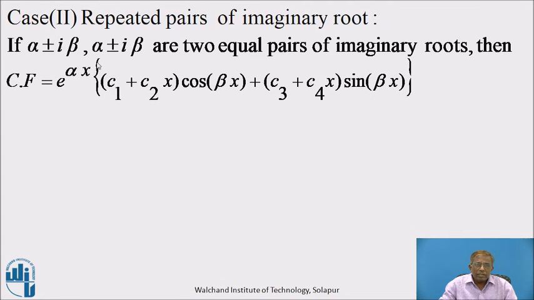equal to e raised to alpha x in bracket. Now two constants we have to arrange in the coefficient of cos beta x, that is in bracket C1 plus C2 into x, bracket close, into cos beta x, plus remaining two constants C3 and C4 can be arranged in the coefficient of sin beta x, that is in bracket C3 plus C4 into x, bracket close, into sin beta x, and then curly bracket close. So this is the complementary function for two equal pairs, and so on.